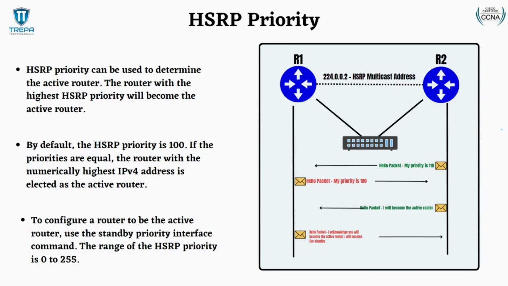Cool. Now let's go over that HSRP priority. So HSRP priority can be used to determine who the active router is. Maybe you want to set that automatically. So by default, the priority is 100. And then if those priorities are equal, the router with the numerically highest IPv4 address on this interface that's part of that HSRP election will become the active. And then, of course, the higher priority also wins if we set it.